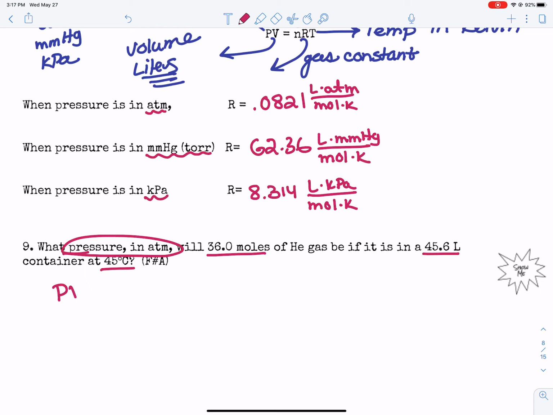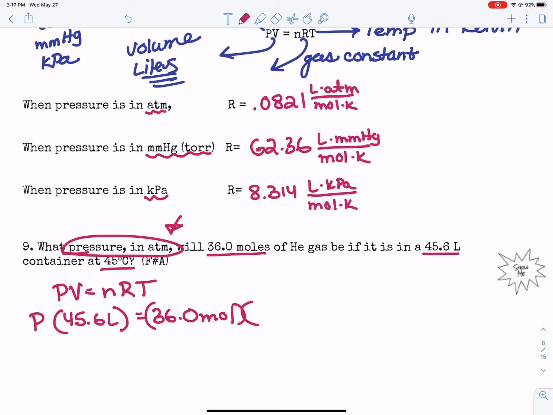Right? We write the formula, PV equals nRT. Pressure is what I don't know. Volume is 45.6 liters. The number of moles of gas is 36.0 moles. Which R am I going to use? Well, the question says I need my pressure in ATM, so I'm going to use the R that corresponds with ATM, so 0.0821 liters times ATM over moles times Kelvin. And then we need to put our temperature in there, right? So 45 plus 273 is 318 Kelvin.